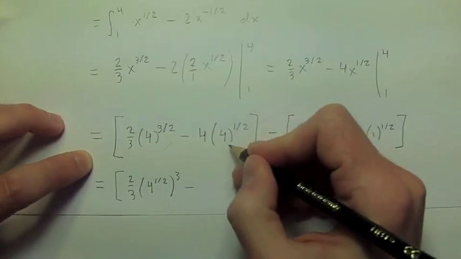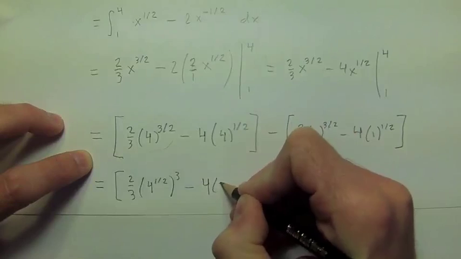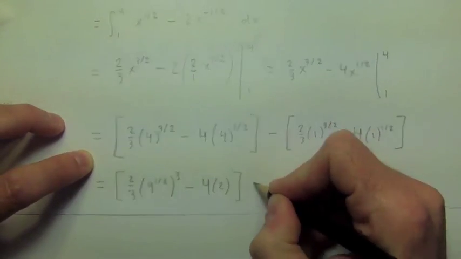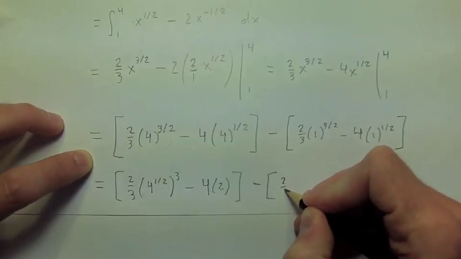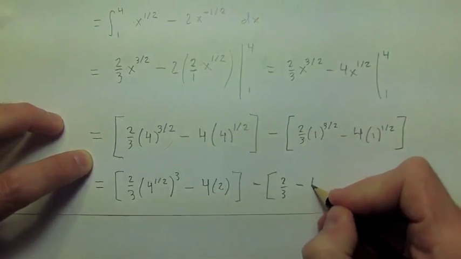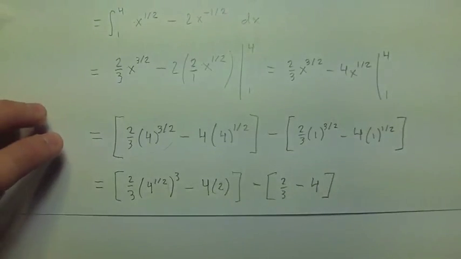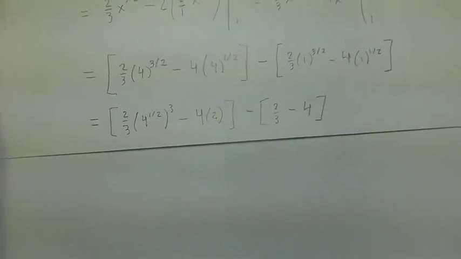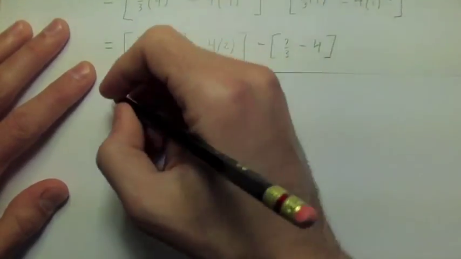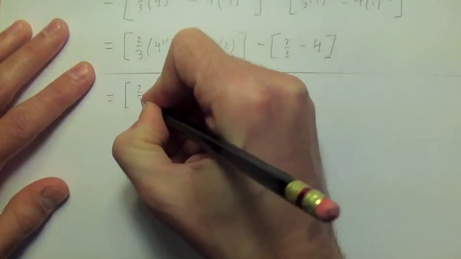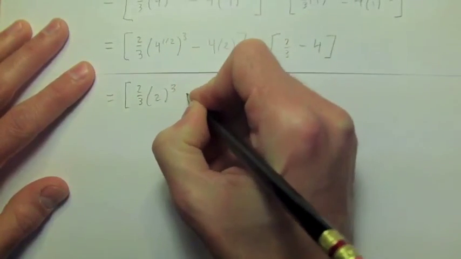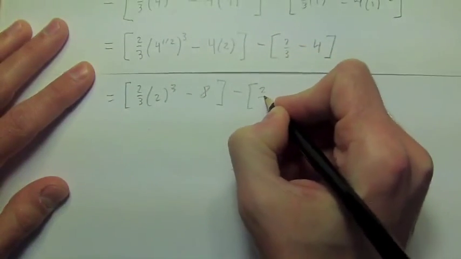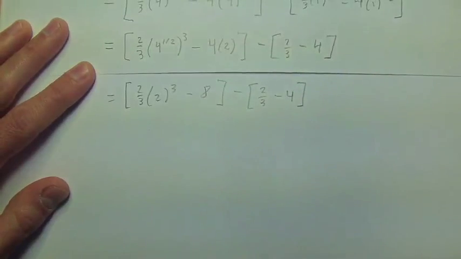Right? And what's 4 to the 1/2? Well, that's the square root of 4, so that's just going to be 2. So this ends up being 2 cubed. All right? And these are just 1s, so I'll just leave that as is. And the rest of this is just kind of cranking this out. Right? So this is 2/3 times 2 cubed minus 8 minus 2/3 minus 4.